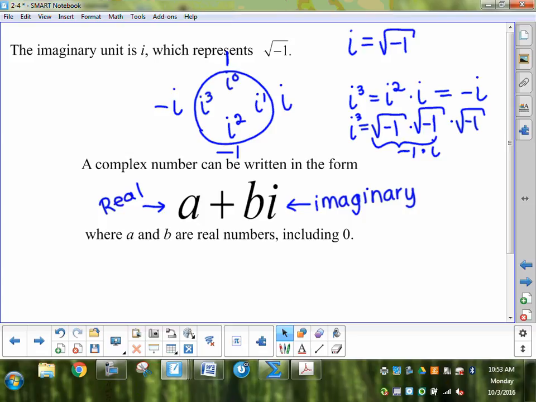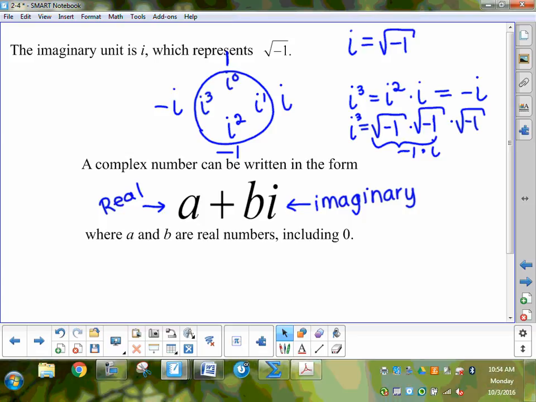If I say I've got 4 apples, technically what you have is 4 plus 0i apples. If you have 7 cars, it's 7 plus 0i. So every number can be written as a complex number. It would be the real number plus the imaginary component. So 5 plus 2i is a complex number. The imaginary component is the 2i.